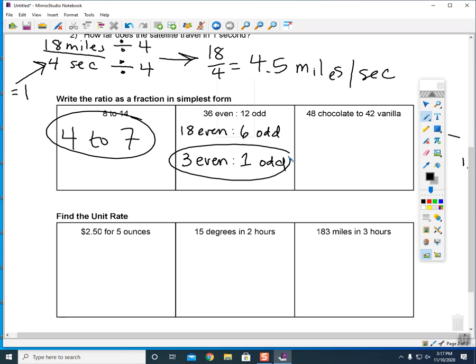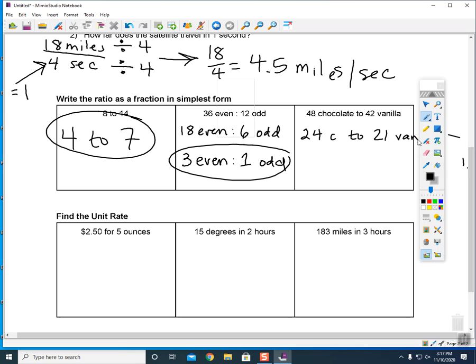Okay, let's do the next one and then I'll talk about something. So we've got 48 chocolate to 42 vanilla. I'm going to do a similar thing, right? I can look at this and clearly see that 2 goes into both of these. So 48 divided by 2 is going to give me 24. So I'd have 24 chocolate. 2 goes into 42, 21 times vanilla.